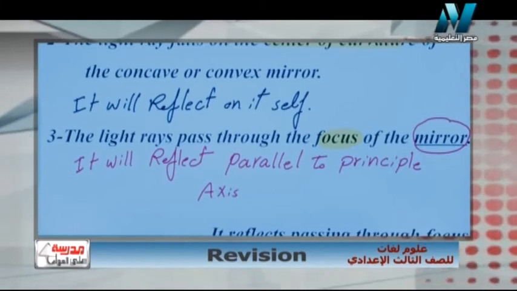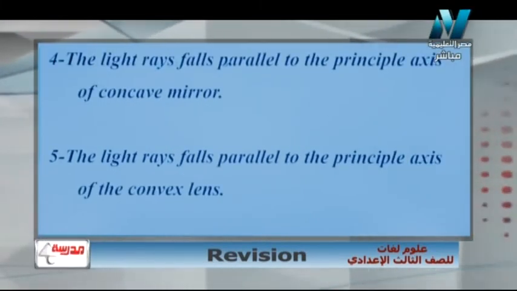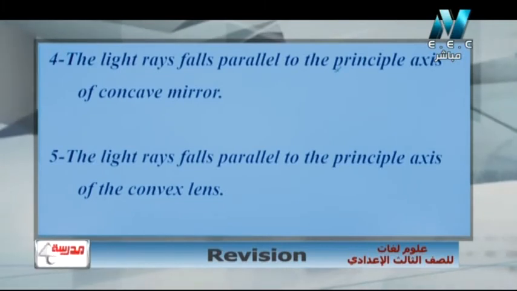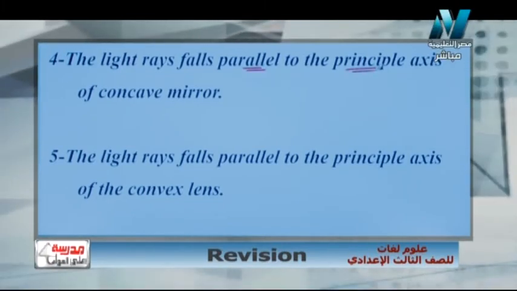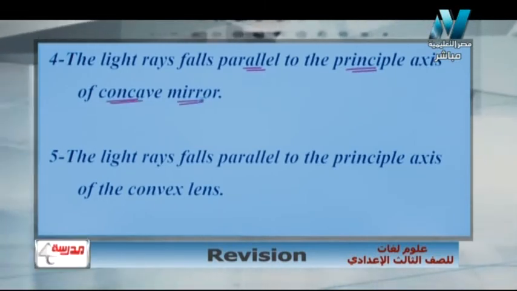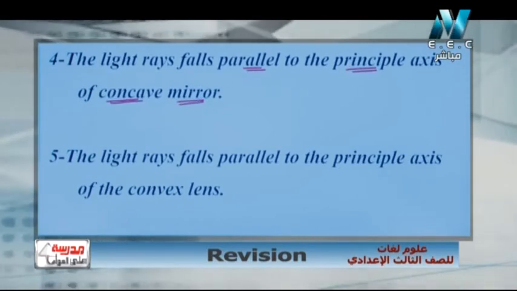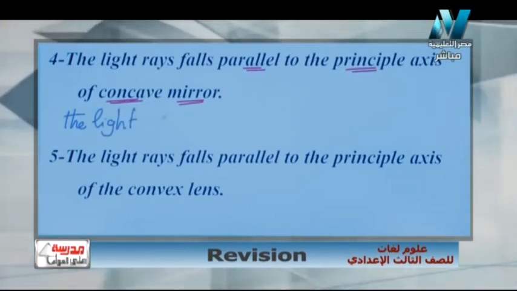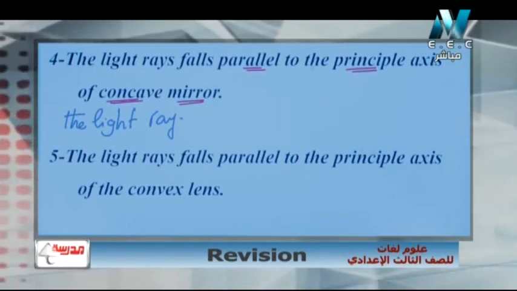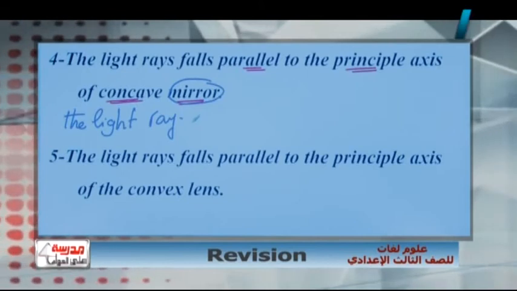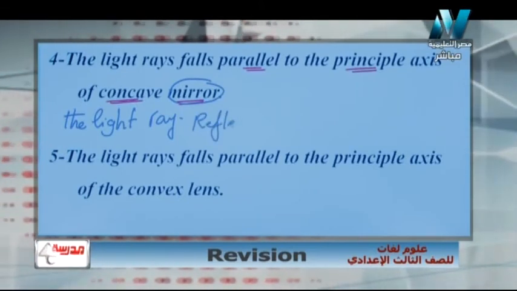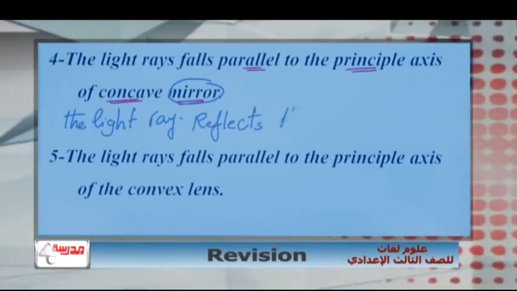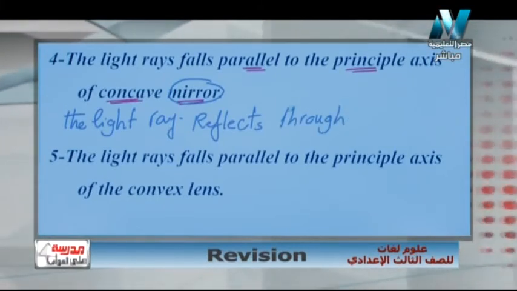Okay. The next question is: the light rays fall parallel to the principal axis of a concave mirror. Here we talk about parallel to the principal axis of the concave mirror. So we answer by reflection, because we talk about a mirror. So the light ray reflects, not parallel, but through the focus.